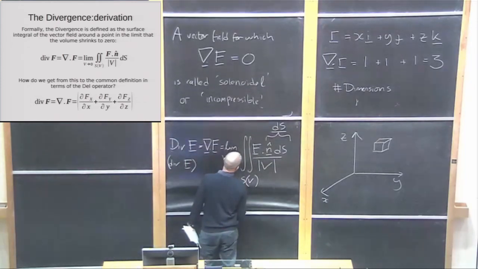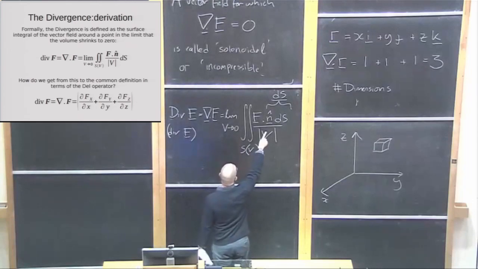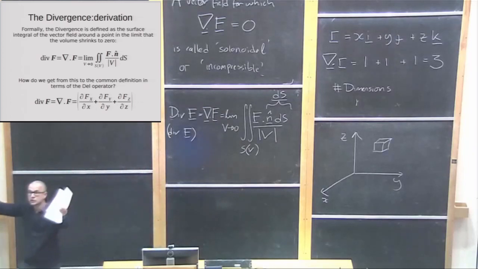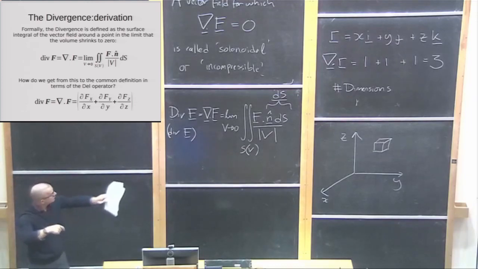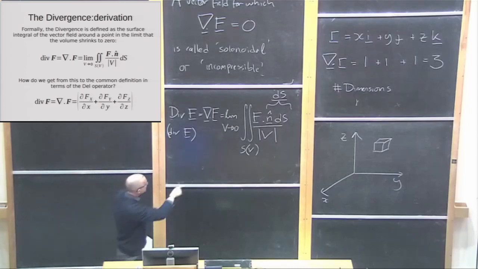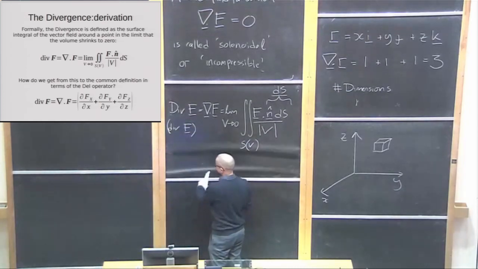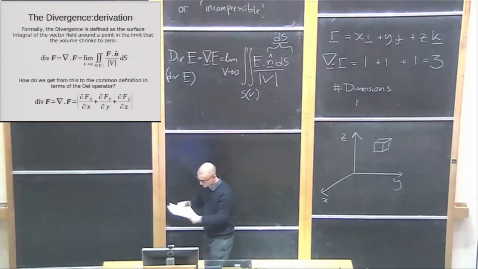Okay, so how do we go from this definition of the divergence, which I think makes sense, okay? You want to know how much of your vector field is flowing in and out, and then you want to go down to the limit where it's just at a point. So as a physical definition, it makes sense. How do we go from this to the mathematical definition which we have? So, we do the following.